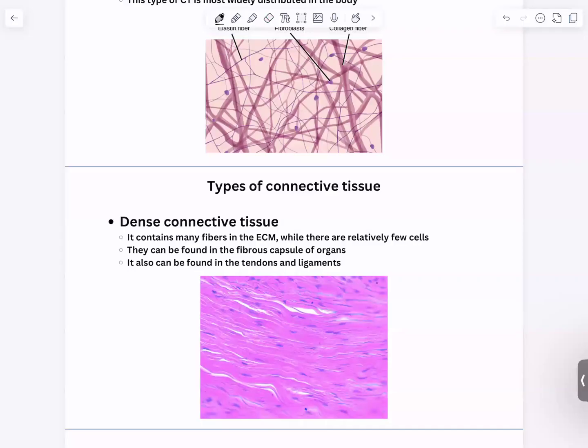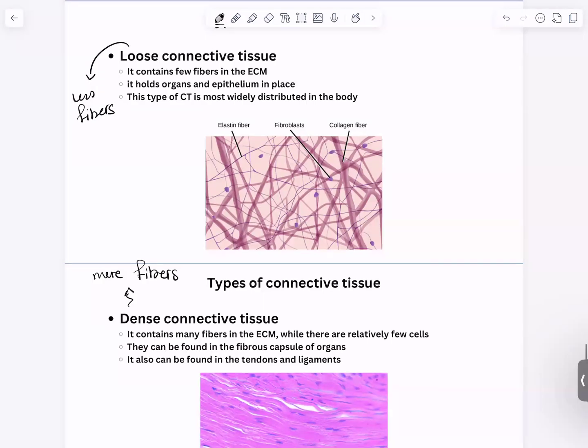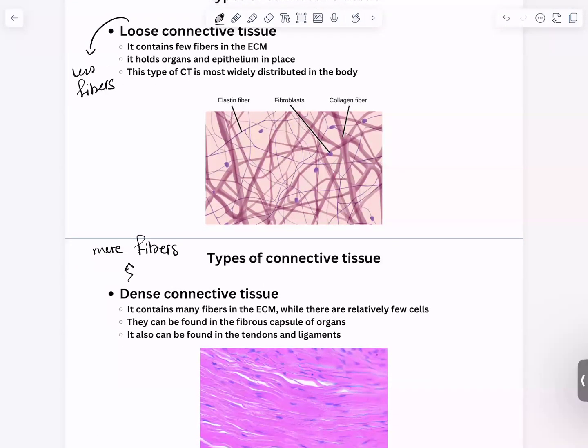One of you wanted to say something. Come on, go ahead. Be brave. So like dense connective tissue, it has more layers of fibers, maybe. Exactly. More fibers. And then loose connective tissue, it's about less fibers, right? So, what do you think? Which one brings the strength to the structure? This one or this one?